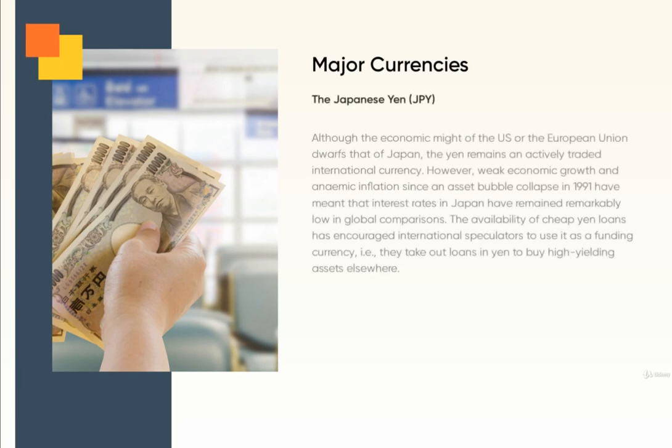The Japanese yen, JPY. Although the economic might of the US or the European Union dwarfs that of Japan, the yen remains an actively traded international currency. However, weak economic growth and anemic inflation since an asset bubble collapse in 1991 have meant that interest rates in Japan have remained remarkably low in global comparisons. The availability of cheap yen loans has encouraged international speculators to use it as a funding currency. In other words, they take out loans in yen to buy high-yielding assets elsewhere.